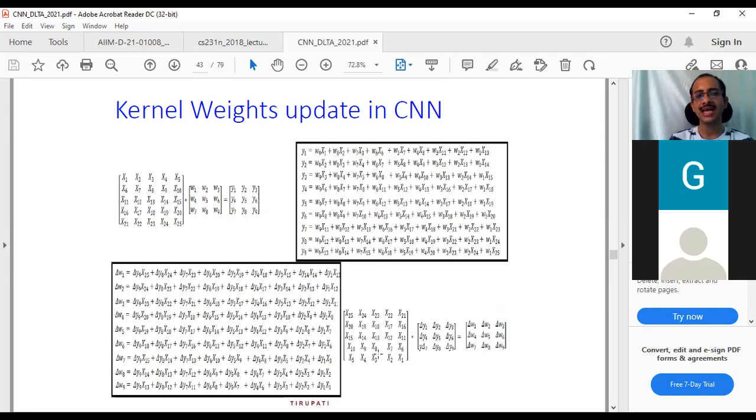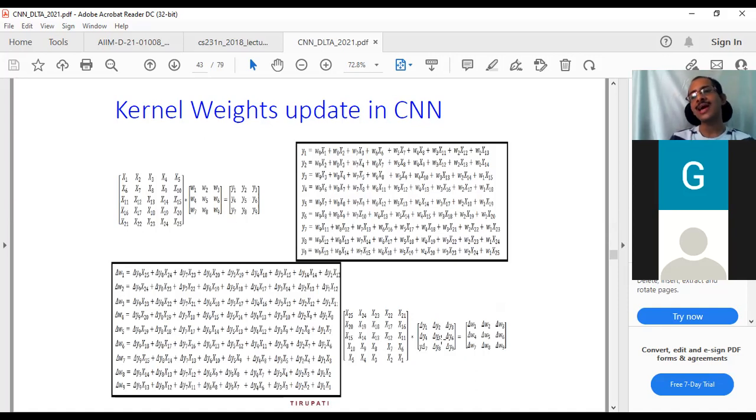That's how the convolution operation is done, right? So if you want to write delta W1, you need to flip and put this delta Y kernel here, and hence delta W1 is equal to delta Y9 into X25 plus and so on, which you can see here. So this is how the kernel update equations will be written, as a function of the deltas at the rear end and their convolution with the flipped version of the input.